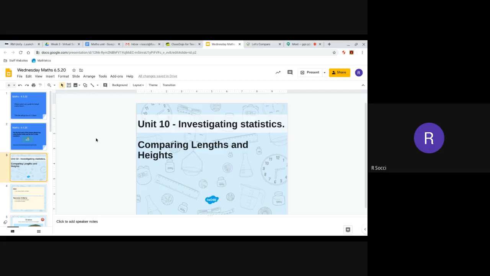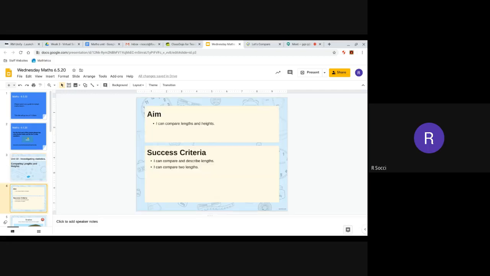Now we have finished our multiplication topic and we are starting a new topic looking at investigating statistics. So today we are going to look at comparing lengths and heights. So we're going to be describing lengths and we're going to be comparing lengths.